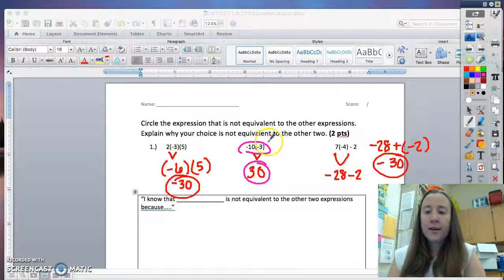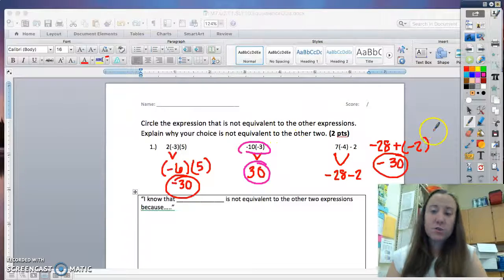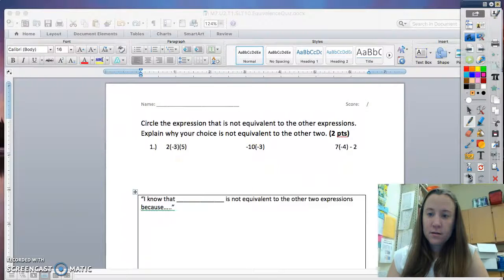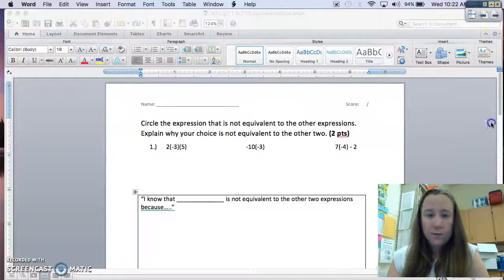And in all of what I just said, some of that should have been in your written explanation. So you have a sample written explanation on the answer key that goes through me solving all three of those problems. So let me get rid of this. And then we'll scroll down to the next question.